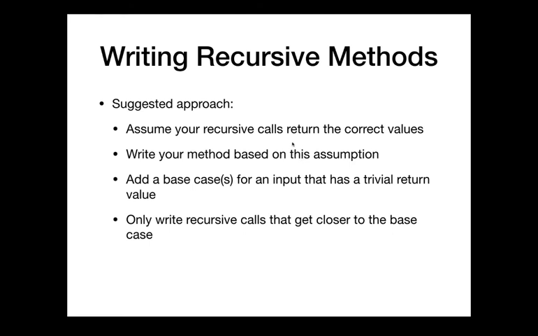Something similar for recursion. I recommend following these steps. Write your recursive method, assuming that all your recursive calls are already correct, and design your algorithm based on that assumption. Based on my recursion is going to be fine, let's design an algorithm based on that. Write a base case with trivial input-output behavior, and then make sure all your recursive calls get closer to your base case. If you set a recursive method up like this, you should be getting the behavior that you expect.